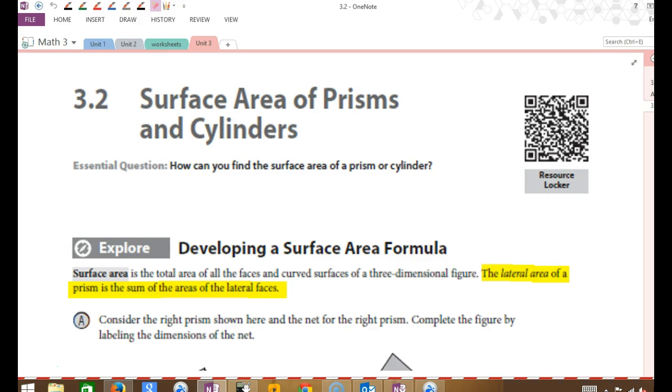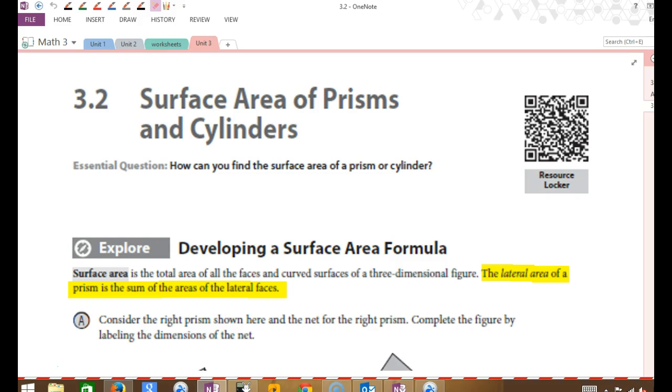Like a box, right? I could undo the cardboard box and lay it flat. We understand what that is, right? Does everybody know what lateral area is? The lateral area of a prism is the sum of the area of the lateral faces.